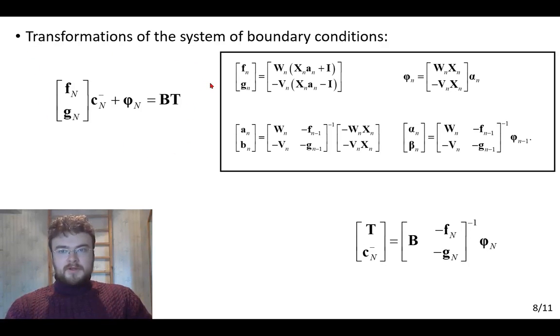We get the auxiliary matrices phi G, AB, alpha, beta and phi from the similar matrices for previous layers. Solve this matrix equation and we get the transmitted amplitudes, column T.